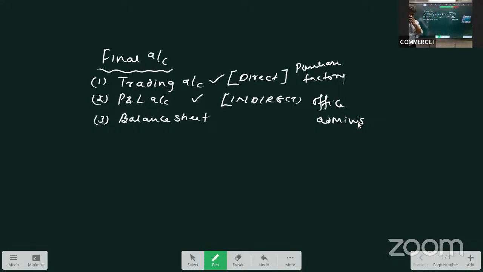Let us move forward and do problems where we have to prepare trading and P&L account from the given data. After this, we will practice how the balance sheet would be and what items appear in the balance sheet.